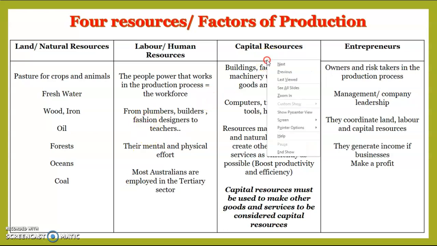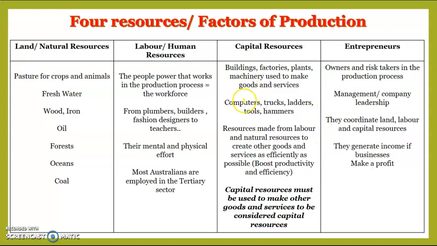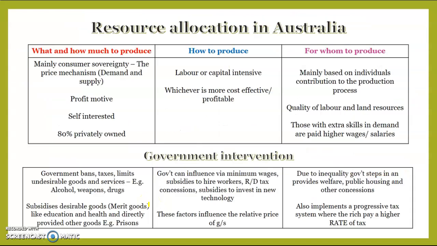Then you've got your capital resources. The key thing with capital resources is they're man-made resources, so things like computers, trucks, ladders, tools, etc. Basically what they do is they help us to make goods and services. They combine along with labor resources to help us to produce goods and services. Entrepreneurs are those that run companies and generate a profit. So unlike labor resources who generate a wage, they generate a profit.